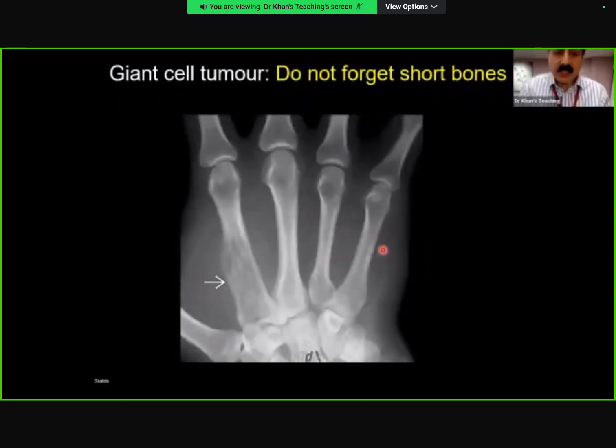This is a GCT in short bones, carpal bones, tarsal bones. Please remember that because we are always taught these tumors on long bones, we tend to forget the short bones of the hands and feet. And all of these lesions, whatever can happen in long bone can also happen in these bones.